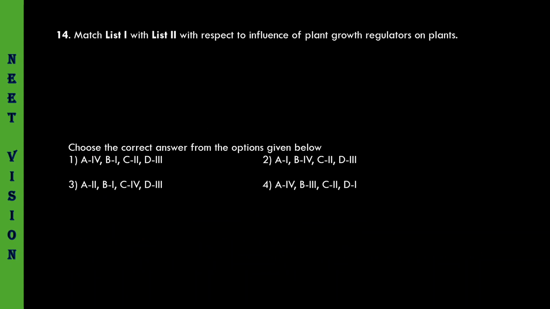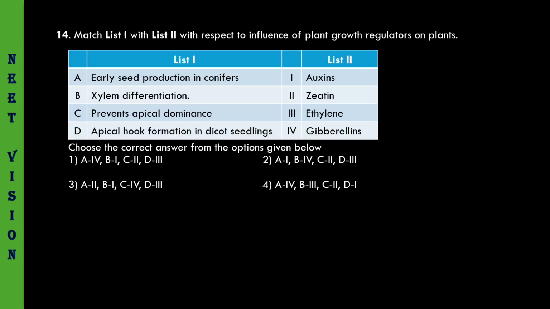Coming to the next question, the matching. List 1 gives the type of influence. List 2, type of growth regulator. You have to match them. Early seed production in conifers, gibberellins. Gibberellins promote the early maturity of conifers so that early seed production is promoted in conifers by the application of gibberellins. Xylem differentiation is promoted by auxins. Very clear, it is given in the book.